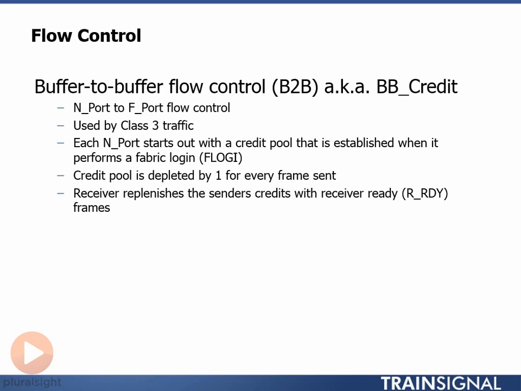The N port's pool of credits is replenished by the F port that it's connected to. How this works is, if the F port, the switch port, is ready to receive more frames, it will issue receiver ready frames to the N port, and the N port increments the number of credits in its pool by 1 for every receiver ready frame it receives from the switch. This way, if the switch is temporarily unavailable to receive more frames, it just won't issue receiver readies to the N port, effectively forcing the N port to cease sending frames until the switch is ready. Really simple, but importantly, really effective at avoiding congestion and frame dropping.